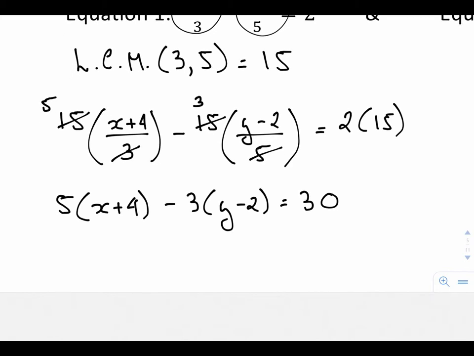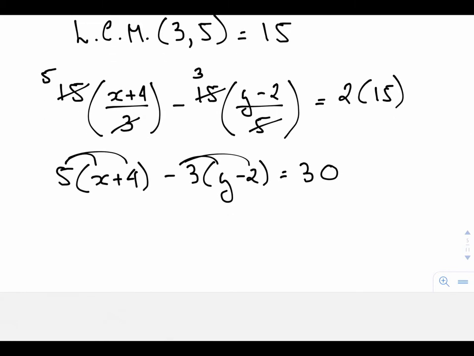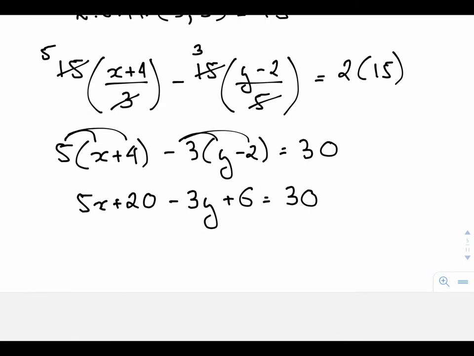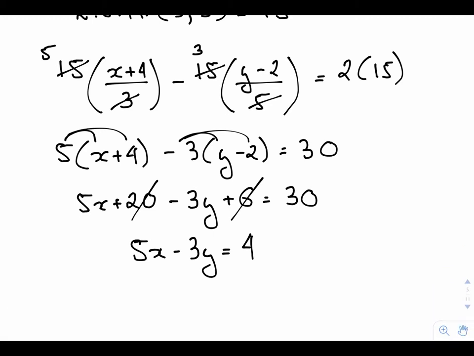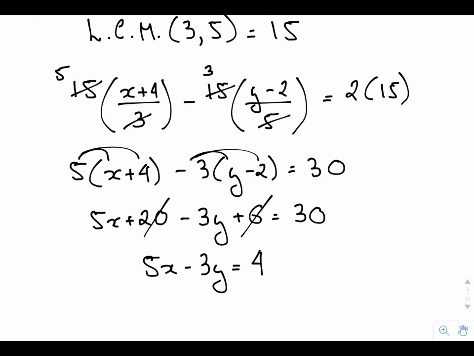To simplify this, just multiply the 5 in over here, the negative 3 over here, and let's see what we get. We have 5x plus 20 minus 3y plus 6 equals 30. And if I collect like terms, I end up with 5x minus 3y equals 4. All I've done is bring the 6 and the 20 over. It's 26, subtracted from 30 gives me 4. So that takes care of our first equation.